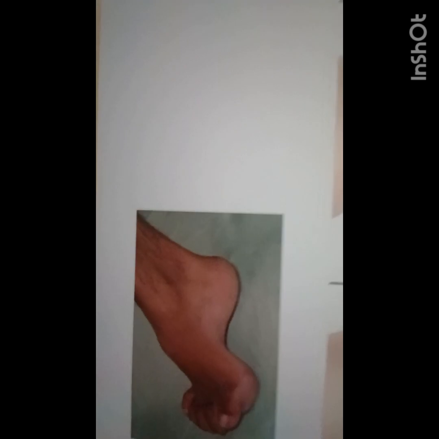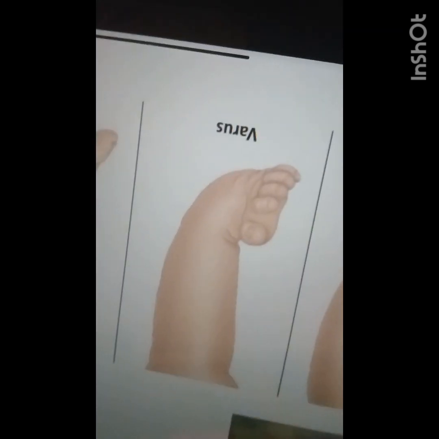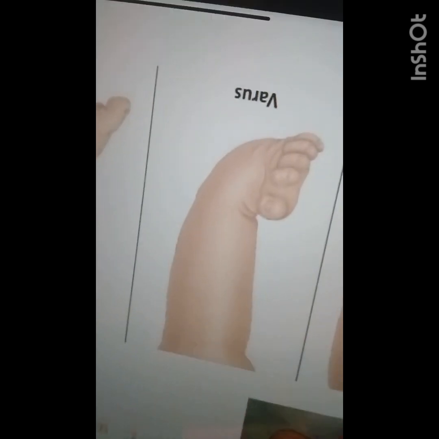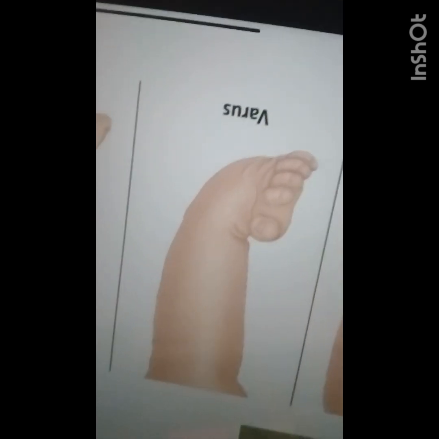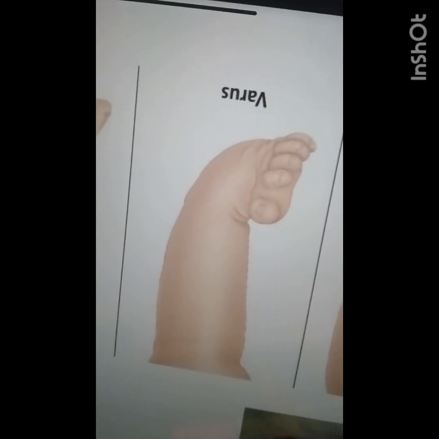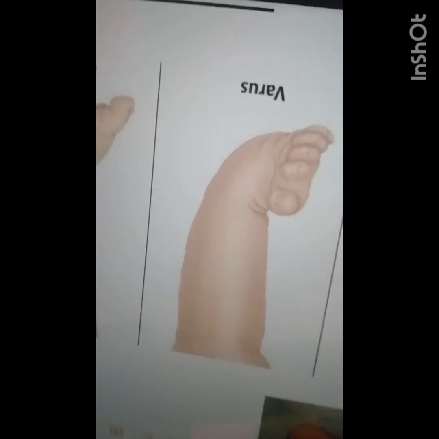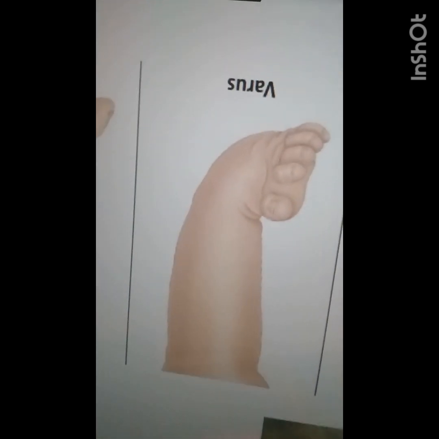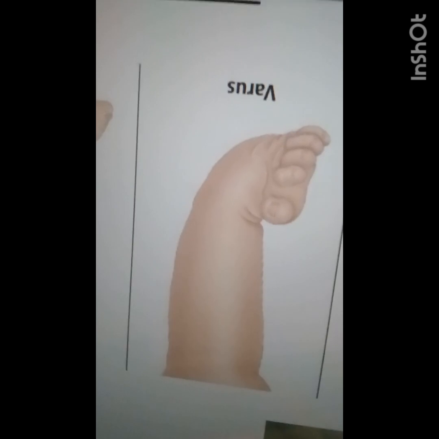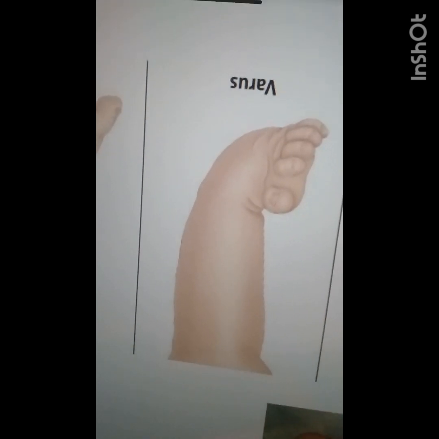So why does this happen? Due to the exaggeration of the longitudinal arch of the foot, in contrast to pes planus. As you can see, the arches are more prominent than usual in this case. Now the next clinical condition is called talipes varus. Talipes varus happens due to the loss of eversion, because the foot is inverted as well as adducted.